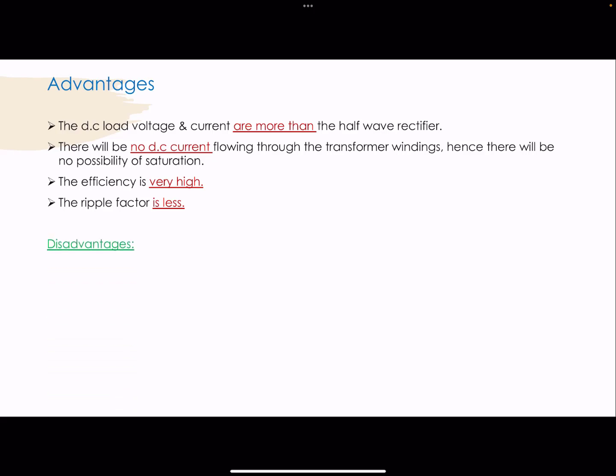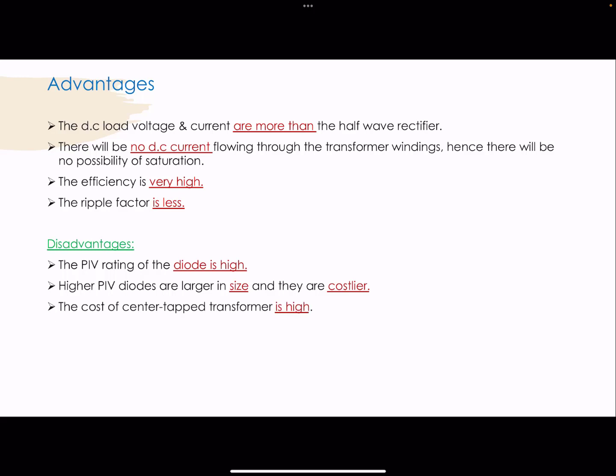Now let us see what are the disadvantages of the center tapped full-way rectifier. The first one is the PIV rating of the diode is high, by which the higher PIV diodes are larger in size and they are costlier. Due to this, the cost of the center tapped transformer is high.